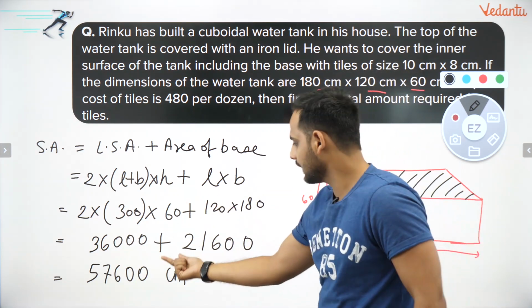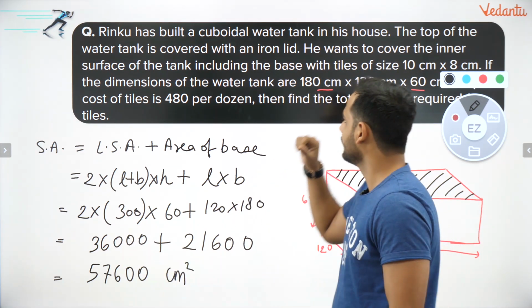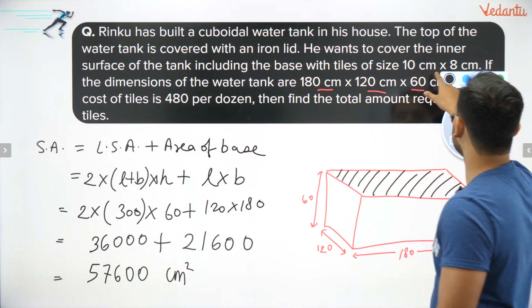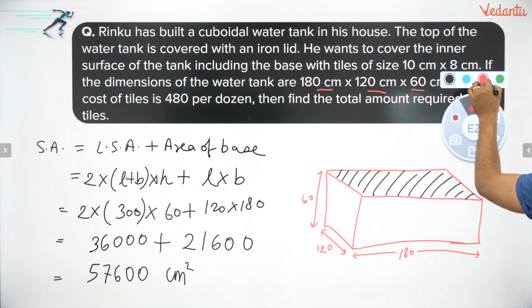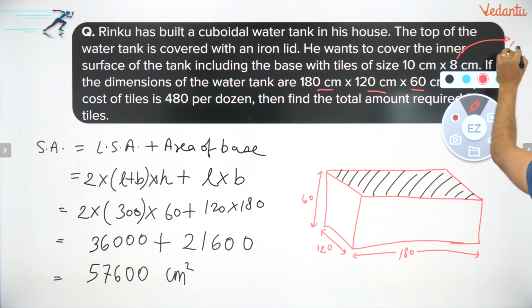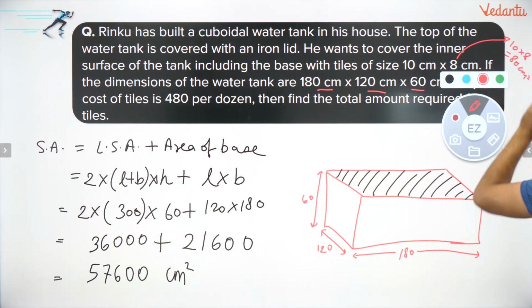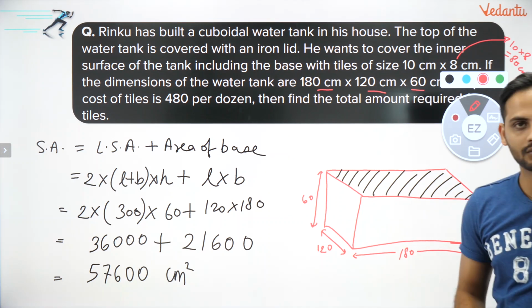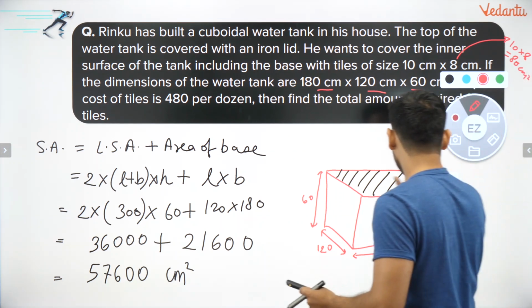So similarly, this is the area which has to be covered with the tiles. And the area of one tile, bacho, is 10 into 8. Area of one tile is what? 10 into 8, which is 80 centimeter square. This is the area of one tile, 80 centimeter square. So the number of tiles required, I'm just removing this diagram.